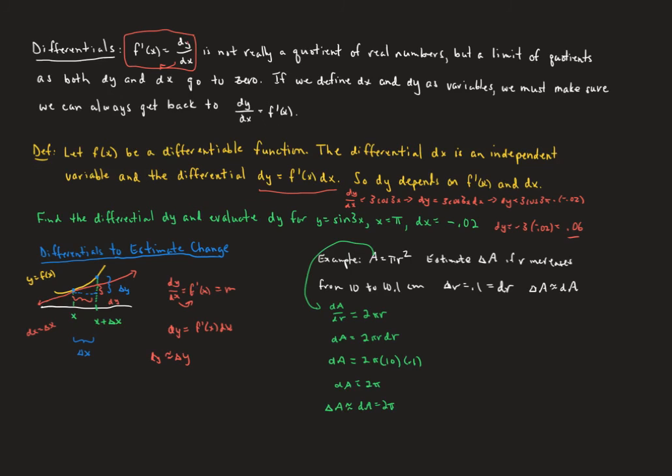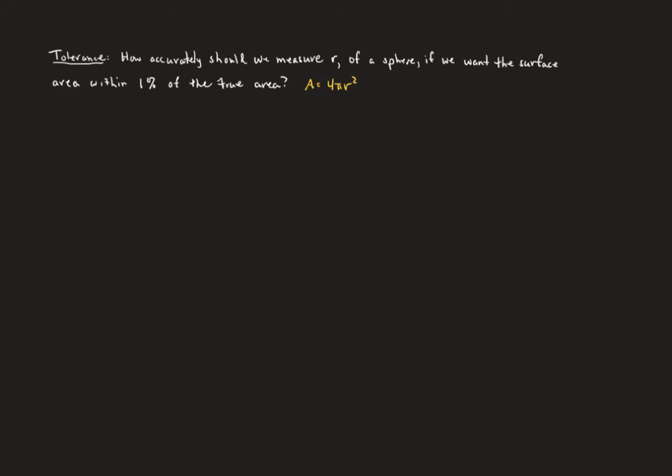Let's see our next screen here. So here we're trying to figure out how accurately we should measure r, the radius of a sphere, if we want the surface area to be within 1% of the true area. And the surface area of a sphere is given by the formula 4 pi r squared.